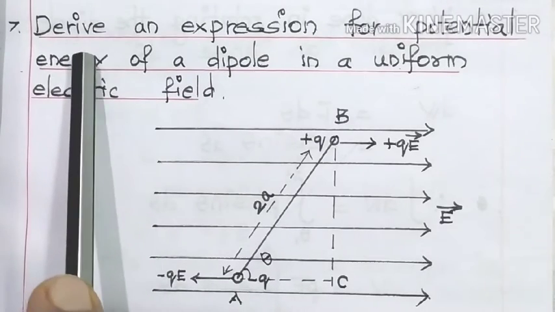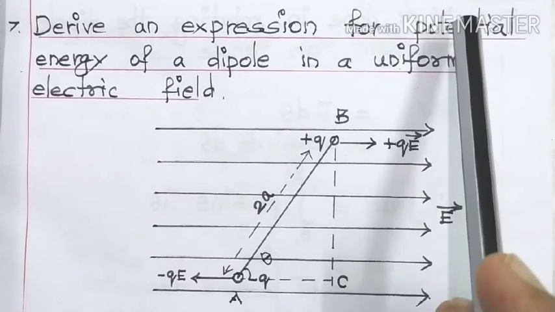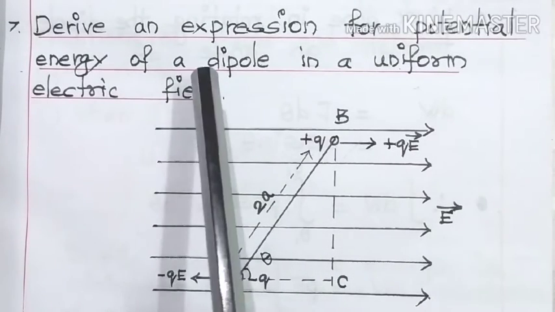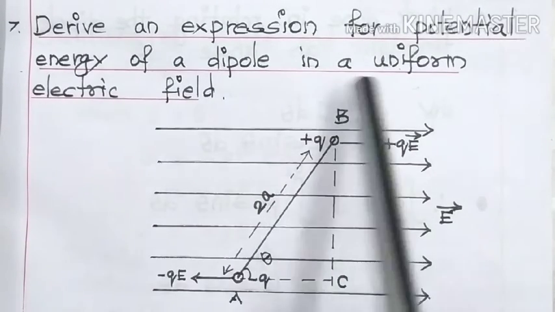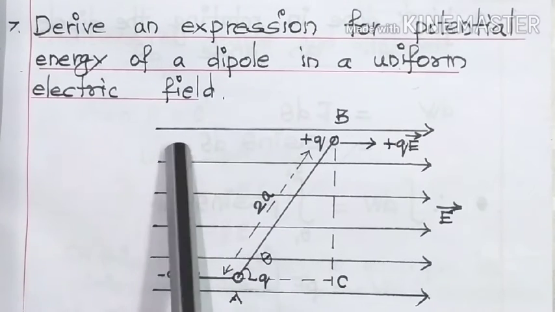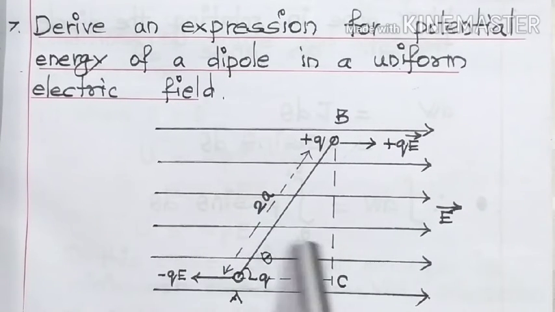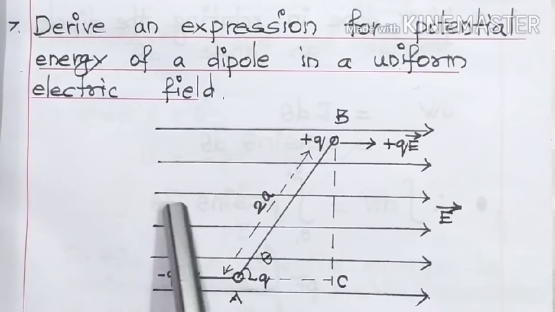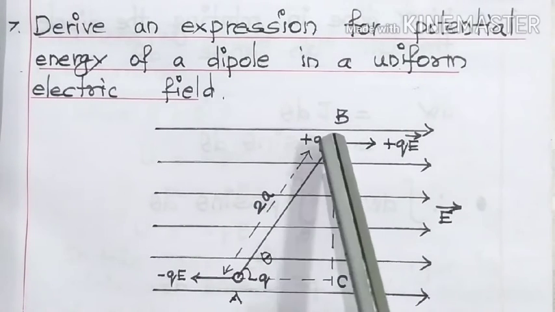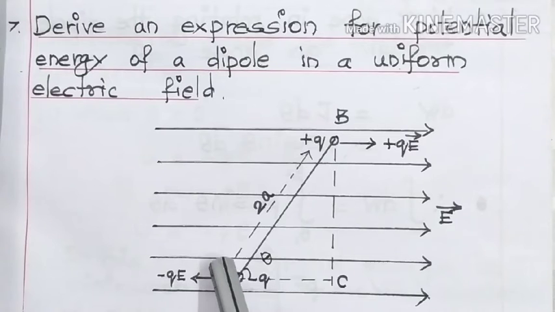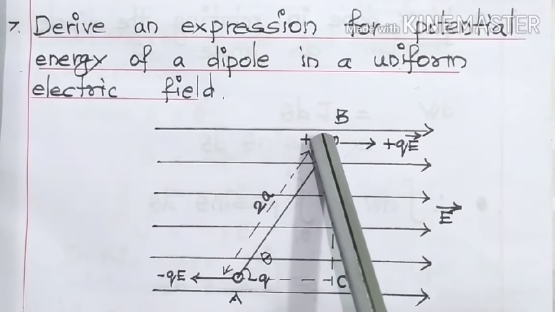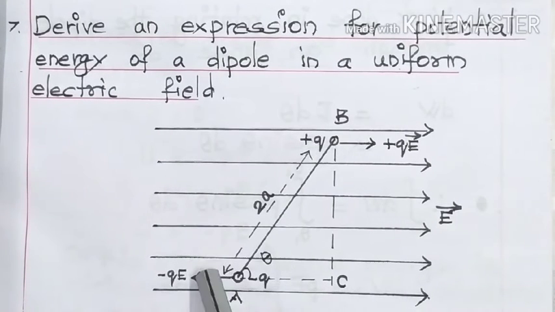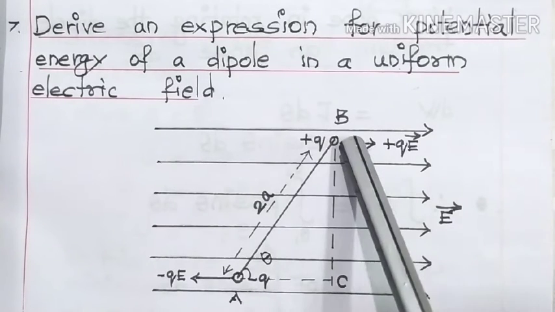Now, derive an expression for potential energy of a dipole in a uniform electric field. Here is a uniform electric field. As the electric field lines are parallel to each other, it's a uniform electric field. In this uniform electric field, an electric dipole is placed. Here comes the electric dipole. AB is the electric dipole.